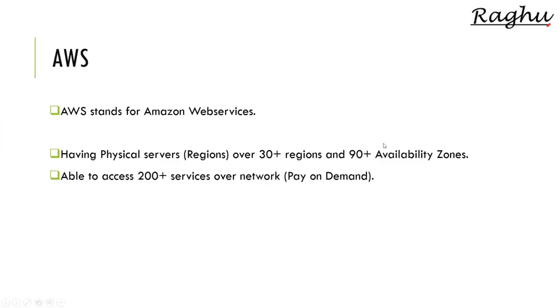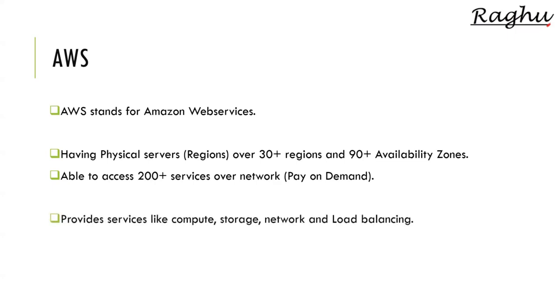AWS is giving SaaS, PaaS, IaaS services, 200 plus services, even more actually. Those you can access over the network using the concept of pay on demand, simply rental. The services are provided by category: computing category, storage category, networking category, load balancing category. These are the major categories.